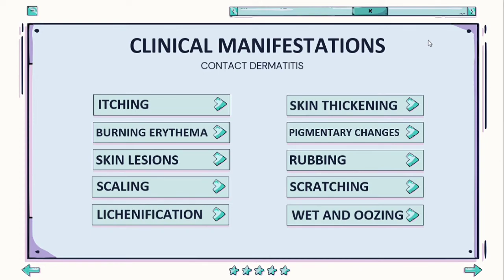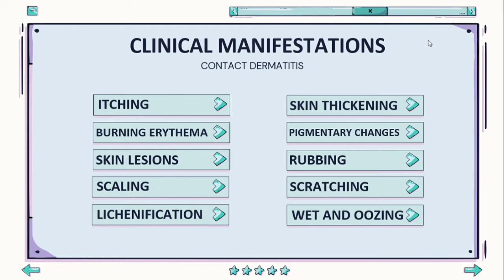Chronic contact dermatitis symptoms can include scaling, lichenification, thickening of the skin, and pigmentary changes. So scaling is when the skin's outermost layer forms large, dry, scale-like flakes, while lichenification is a secondary skin lesion that is characterized by hyperpigmentation, thickening of the skin, and exaggerated skin lines. Secondary invasion by bacteria may develop in skin that is abraded by rubbing or scratching. Usually, there are no systemic symptoms unless the eruption is widespread.